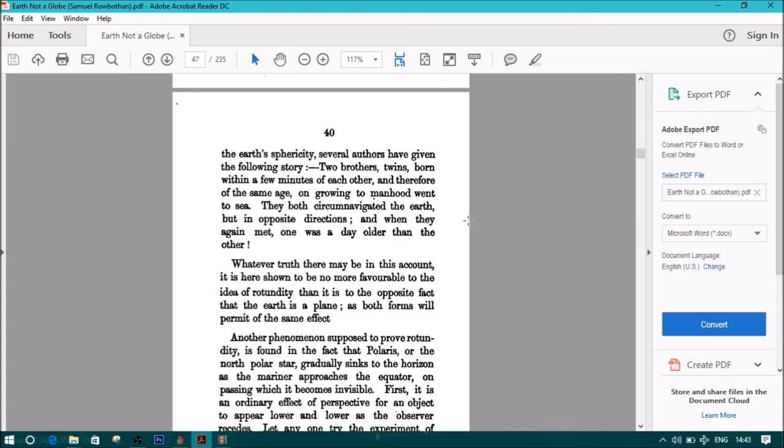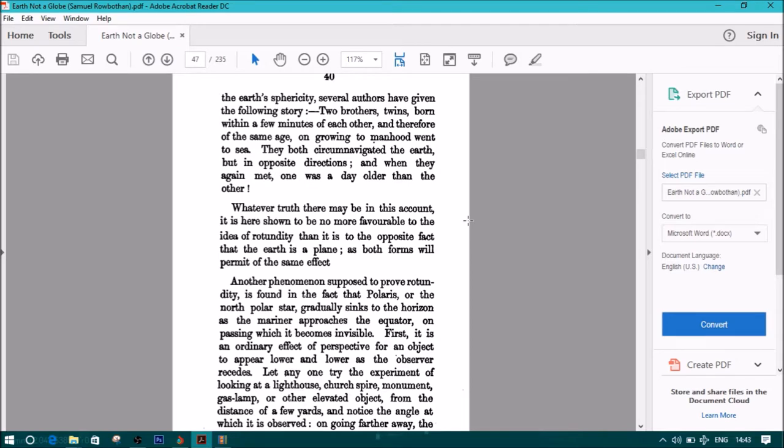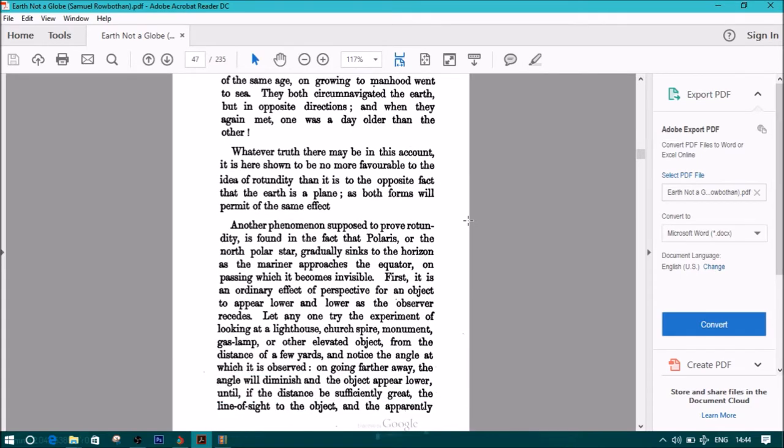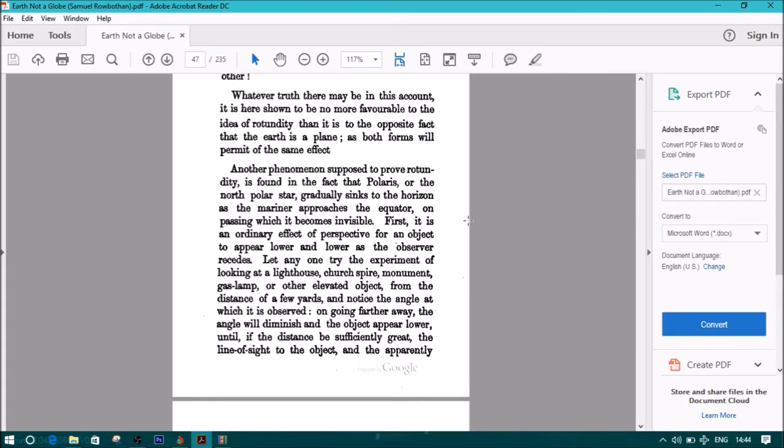Whatever the truth there may be in this account, it is here shown that it is no more favorable to the idea of rotundity than it is to the opposite fact that the earth is a plane, as both forms will permit of the same effect. Another phenomenon supposed to prove rotundity is found in the fact that Polaris, or the North Polar Star, gradually sinks into the horizon as the mariner approaches the equator, on passing which it becomes invisible.